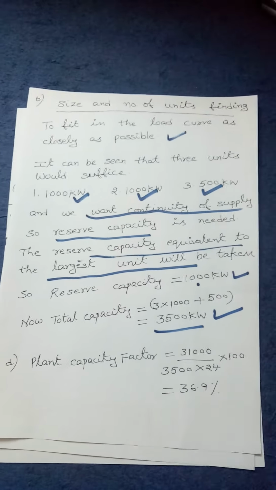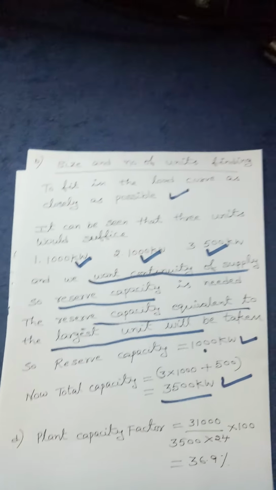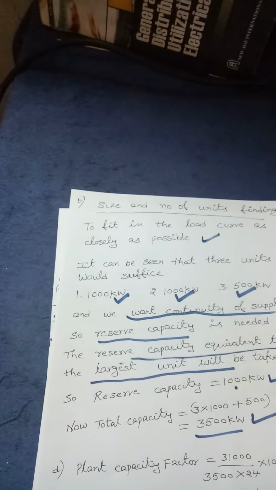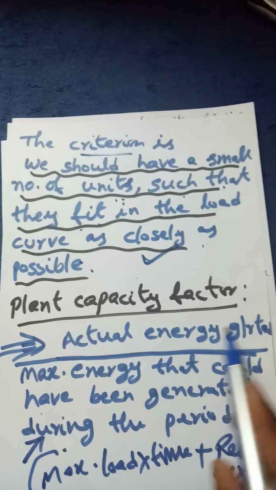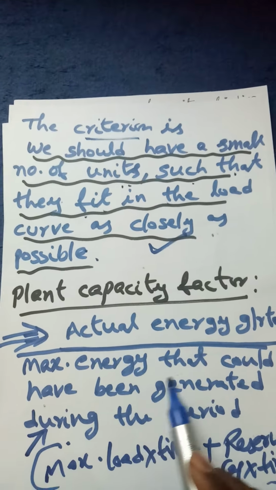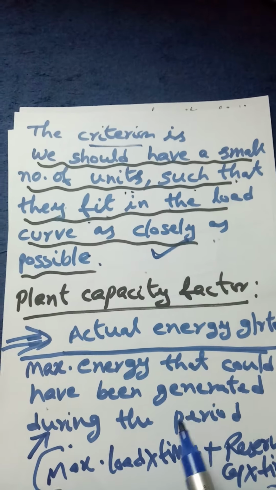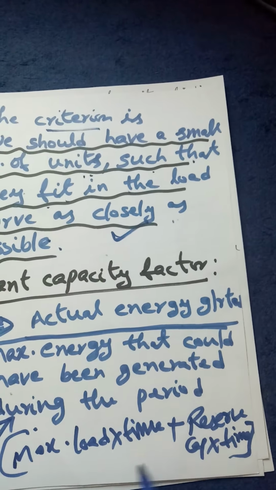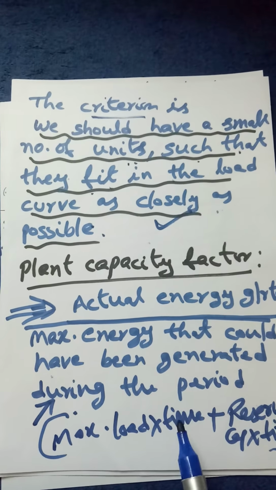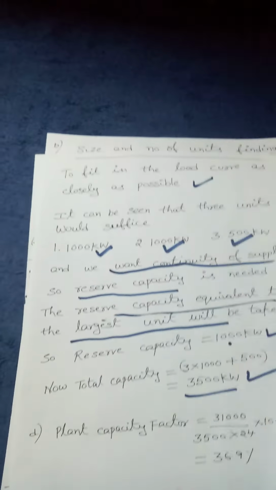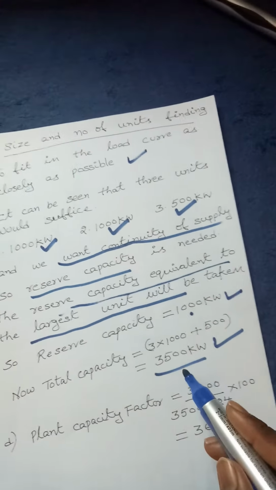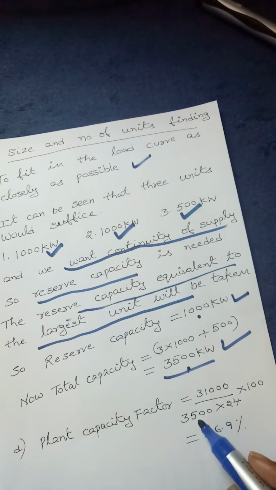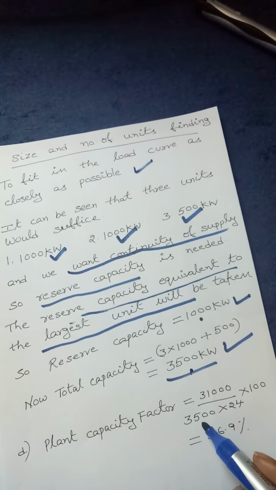Now the plant capacity factor. The plant capacity factor, already we discussed the formula. What is that formula? Actually it is energy generated by the maximum energy that could have been generated. That means maximum load into time, and reserve capacity also we have to take into consideration. So if you take time common, then it will be total capacity into time. Okay, what is the total capacity? 3500.